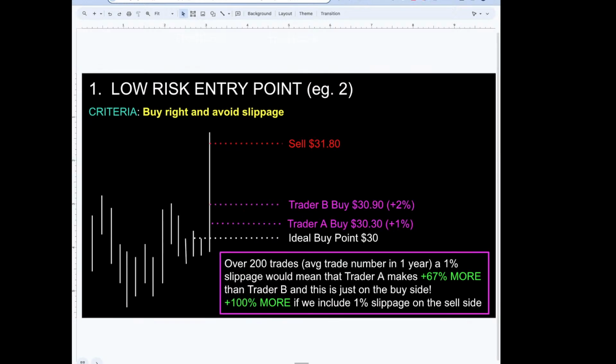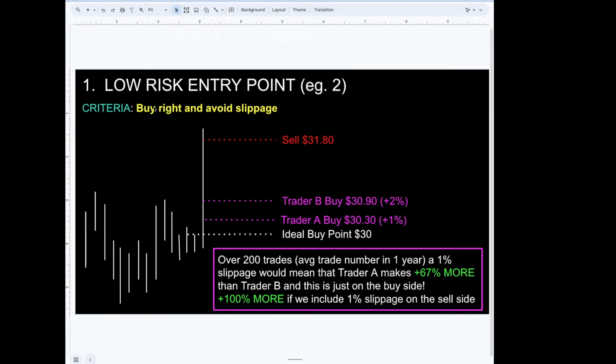A second example of low-risk entry point is the idea of buying right and avoiding slippage. If you look at the example, an ideal buy point at $30 in a fast-moving stock would have both Trader A and Trader B chase the stock. Trader A buys 1% above the perfect buy point, while Trader B is a bit slower and chases, resulting in his buy being 2% above the perfect buy point.